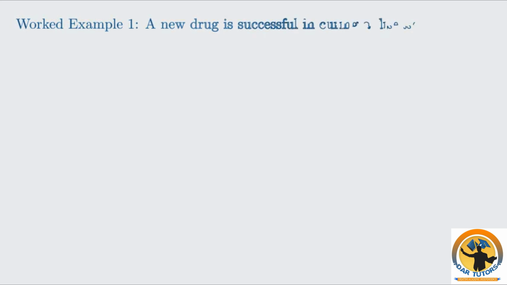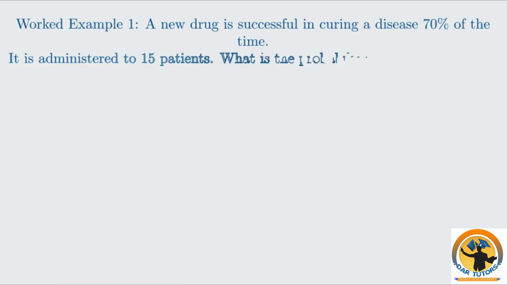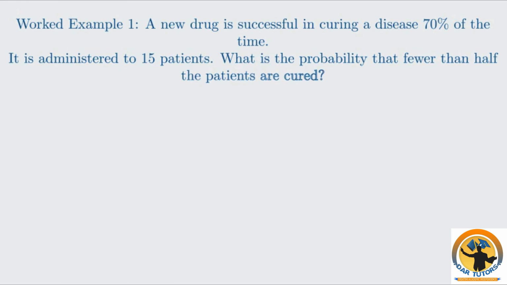Let's work through some additional examples to solidify our understanding. These will be at an HL level. Example 1. A new drug is successful in curing a disease 70% of the time. It is administered to 15 patients. What is the probability that fewer than half the patients are cured?